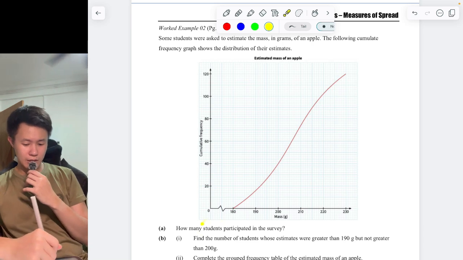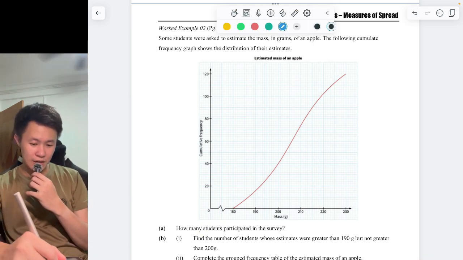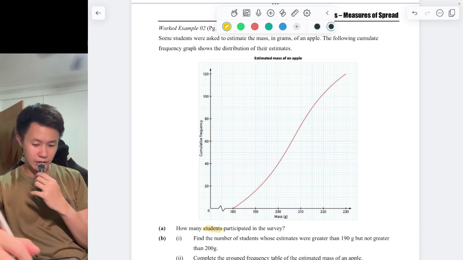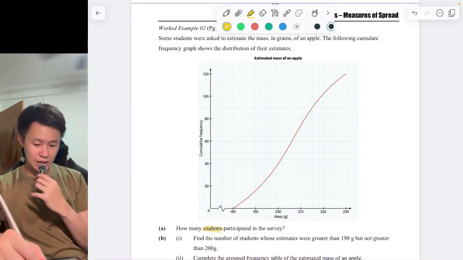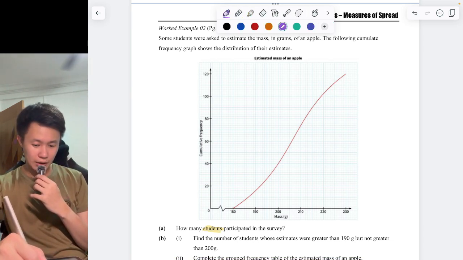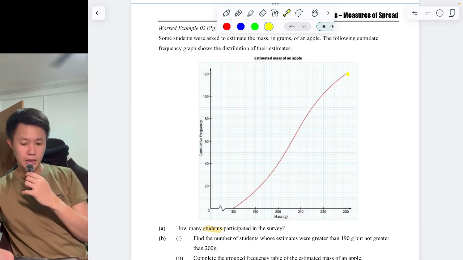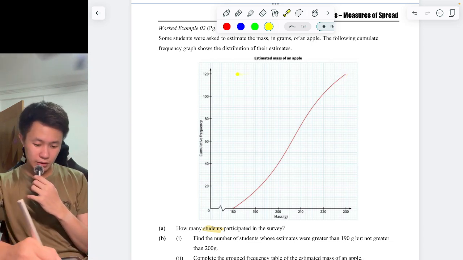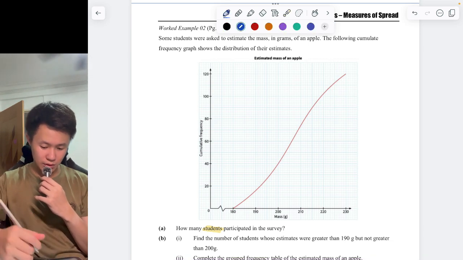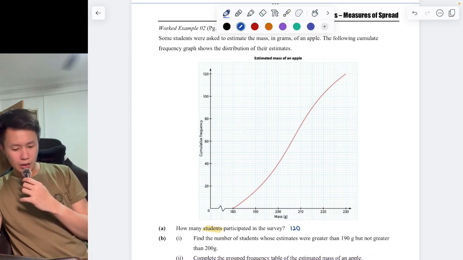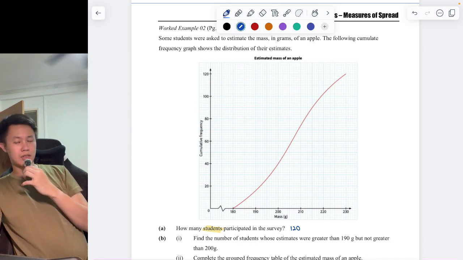Okay, this question is actually quite straightforward. We are trying to ask you what is the total number of students that participated in this survey. And where you can find this answer is here, at the maximum, at the last point of the curve. If you look carefully, it will be 120 students. Quite straightforward, nothing too difficult. Okay, that's for part one. So part A is pretty easy.